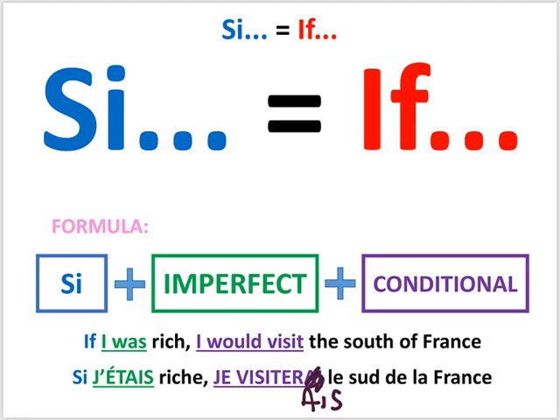So just to remind us, our if clauses, our C clauses, are formed by following a formula: C plus the imperfect plus the conditional. We're going to put that to use in just a moment.